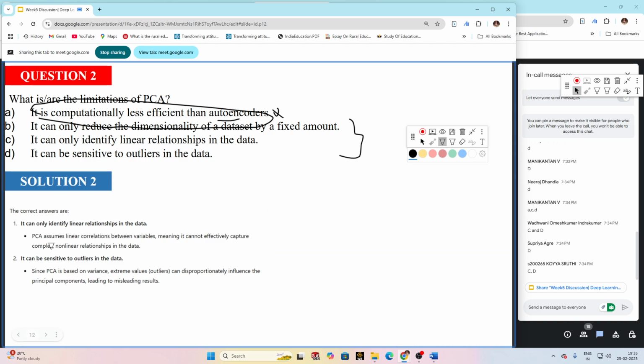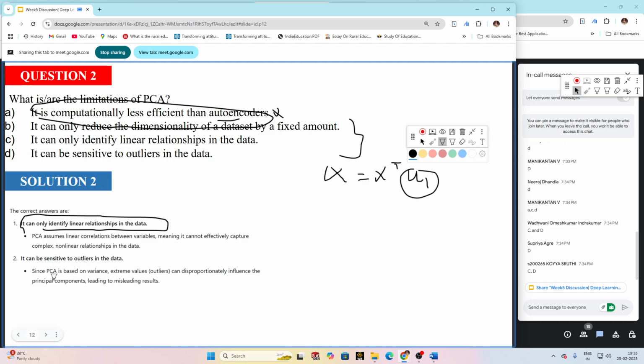And next thing is it can only identify linear relationship in data. So in PCA, what we are doing is alpha is calculated by this x transpose into u1, u2, etc. u1 and u2, etc. are nothing but the principal components. So it can only identify linear relationship of the data, and it can be sensitive to outliers.